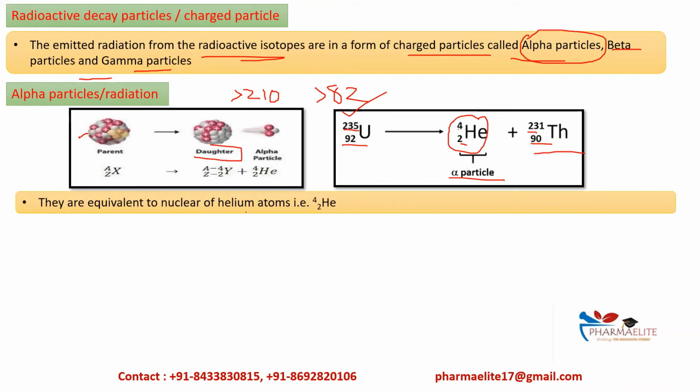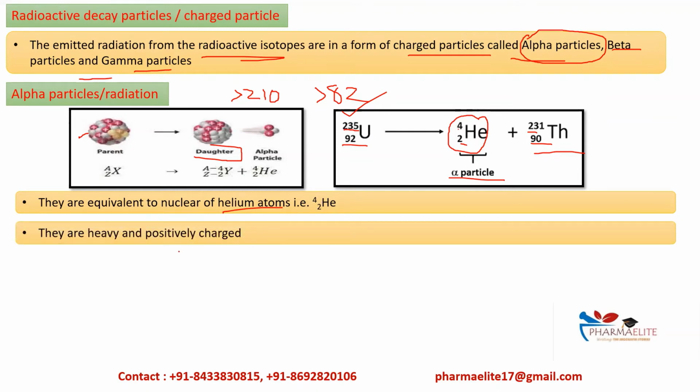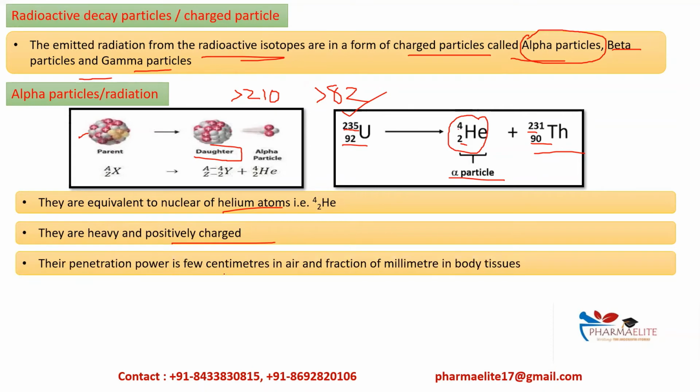They are equivalent to the nucleus of a helium atom. This alpha particle is nothing but our helium atom. They are heavy and positively charged, and the penetration power is a few centimeters in air and fractions of a millimeter in body tissue. The alpha has very little penetrating power.